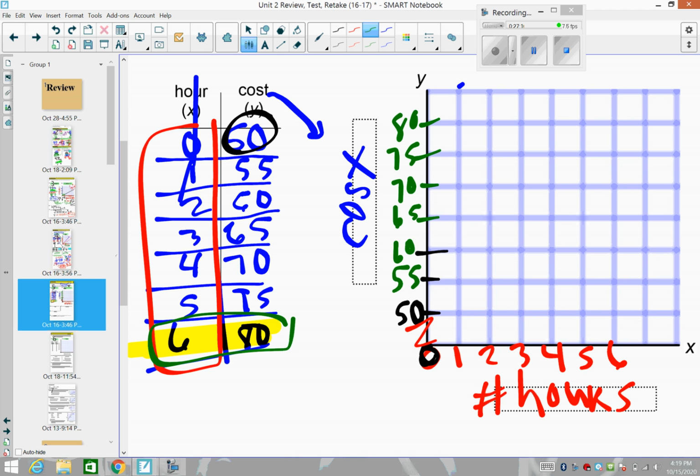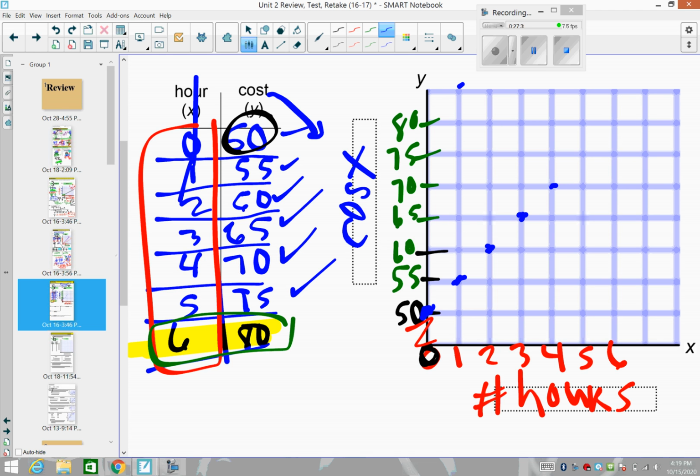Graphing those data points then. 0, 50. 0 hours of locker rental, $50 to get in. 1, 55. 1 hour of locker rental and the $50 to get in. 2, 60. 3, 65. 4, 70.